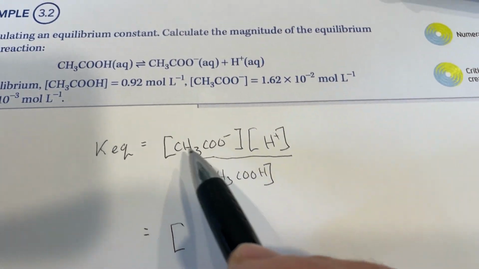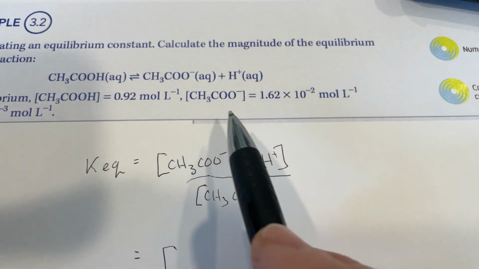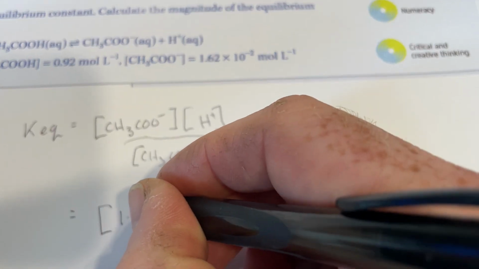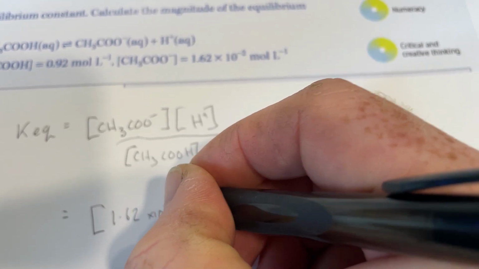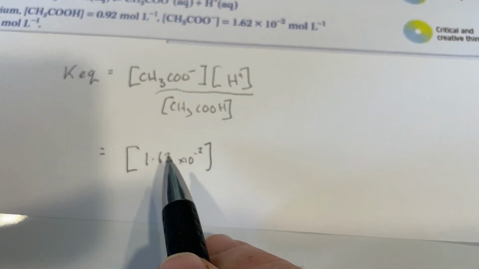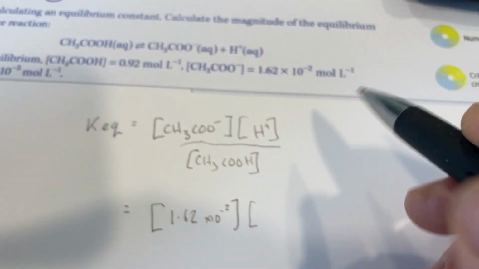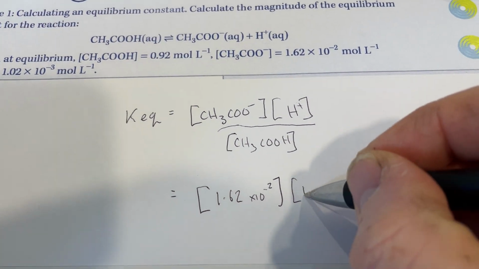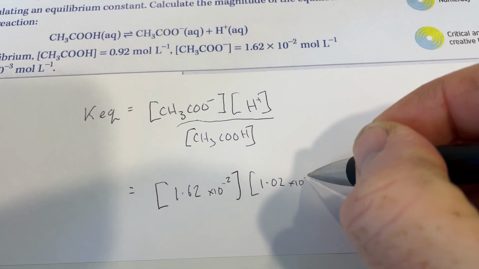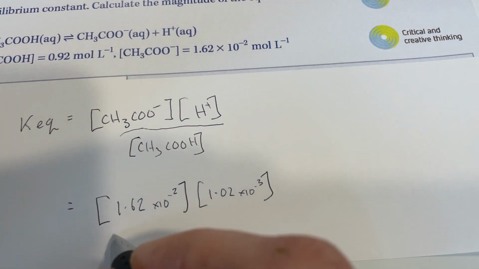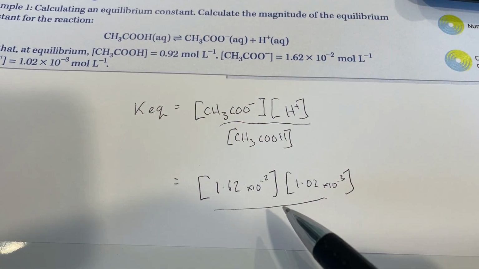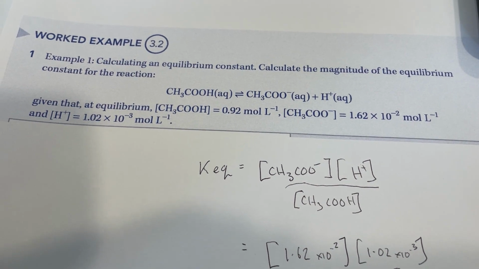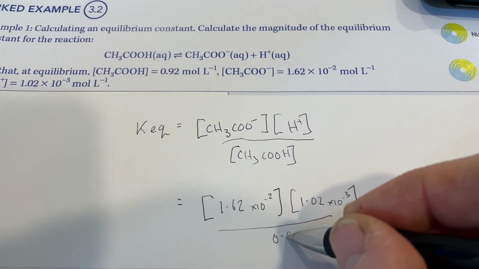Now, the concentration of acetate that's given is here, 1.62 times 10 to the minus 2. So I can put that straight in. That's the concentration of acetate at equilibrium. Concentration of hydrogen ions, which is stated in the question, is over here, 1.02 times 10 to the minus 3. I'll put that in, and I'm going to divide that through by the concentration of my reactant molecule, acetic acid, that I'm told was 0.92 moles per litre.